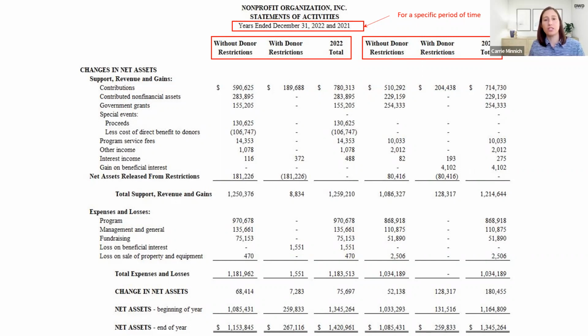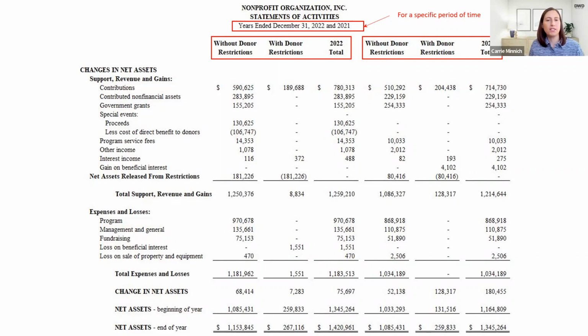Government grants, some organizations will receive grants from the government. Usually you want to separate those out so you can distinguish those from the other types of grants that you get. Special events, the proceeds are going to be the amounts that people pay to come, like to buy a ticket or whatever the fee to play golf is. And then the direct benefit to donors is going to be what they receive in return, whether it's the food, the ability to play golf, that type of thing.